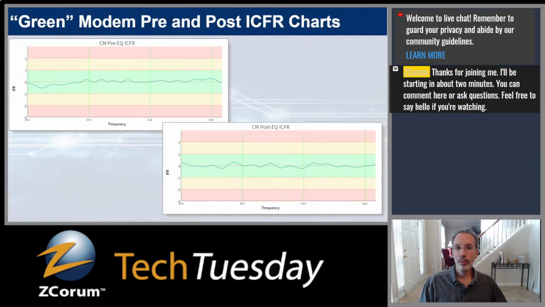I wanted to give you an example of a green modem, pre and post. This is a device that I just pulled up, a green modem. I clicked on it and looked at the ICFR chart, and you can see this is without pre-EQ, and it's a good signal. You'll have some modems in the green, some that are not quite as good as this, and not quite as bad as the other. This is post pre-EQ, and you can see there's not really much difference. This almost looks flatter to me, but really there wasn't much to correct.